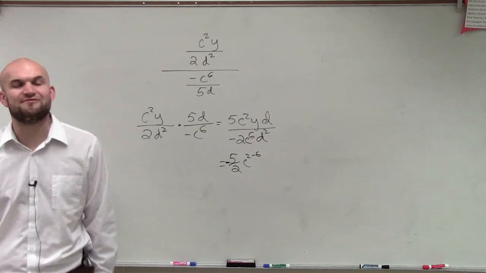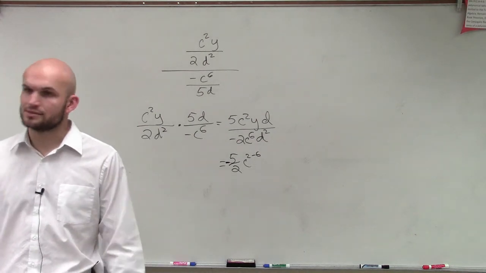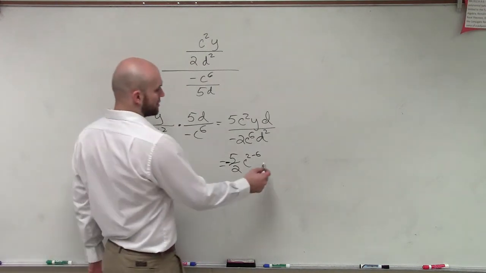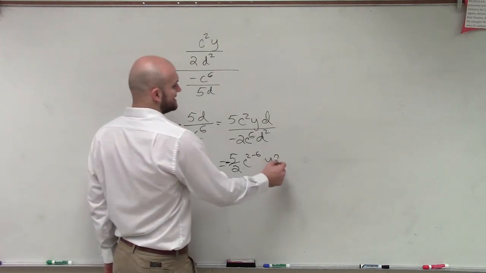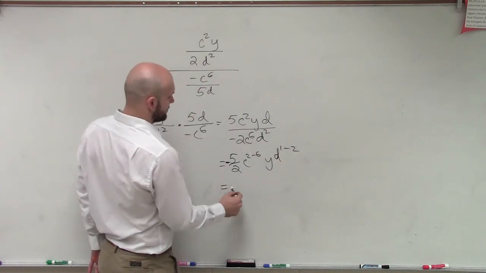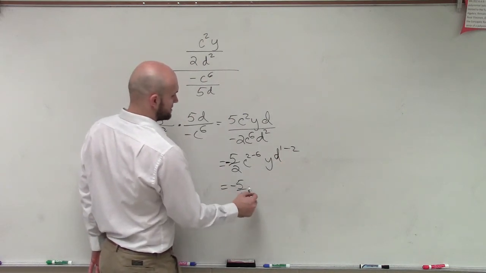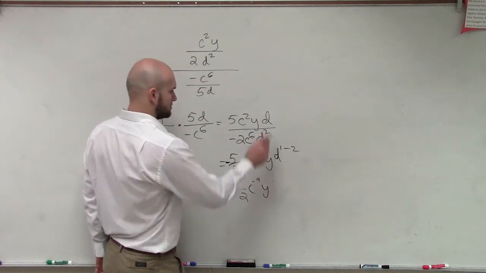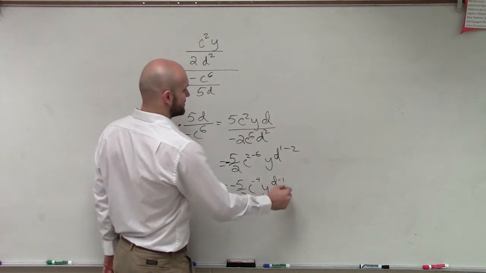Because remember, when you divide, you subtract. Well, here, y can't be simplified, it's just going to remain in the numerator. And then d, remember that's d to the 1st power minus 2. So therefore, I have negative 5 halves, c to the negative 4th, y, d to the negative 1st.